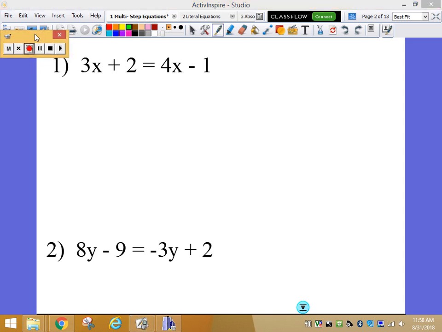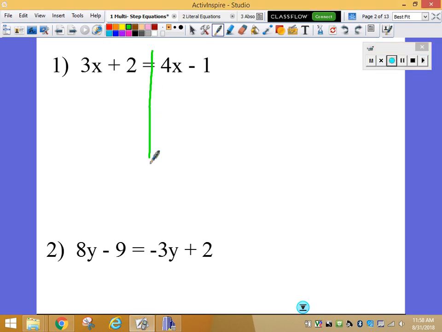Write down number 1 on your paper, and let's do it. So, first thing you're going to do when solving an equation with variables on both sides is you're going to draw a line through the middle of your equal sign. Okay, that's step 1.